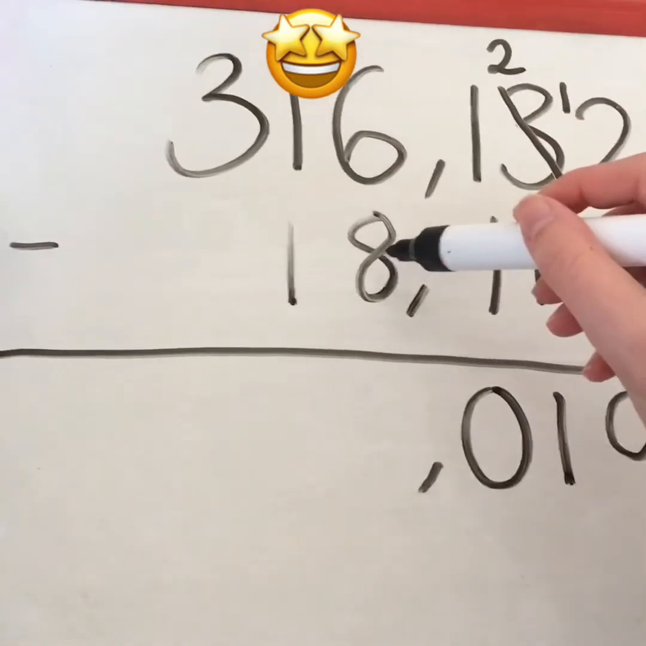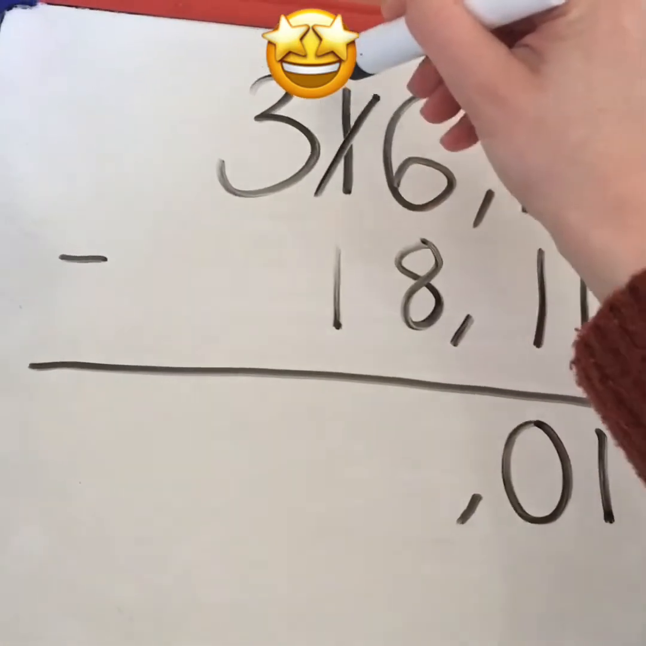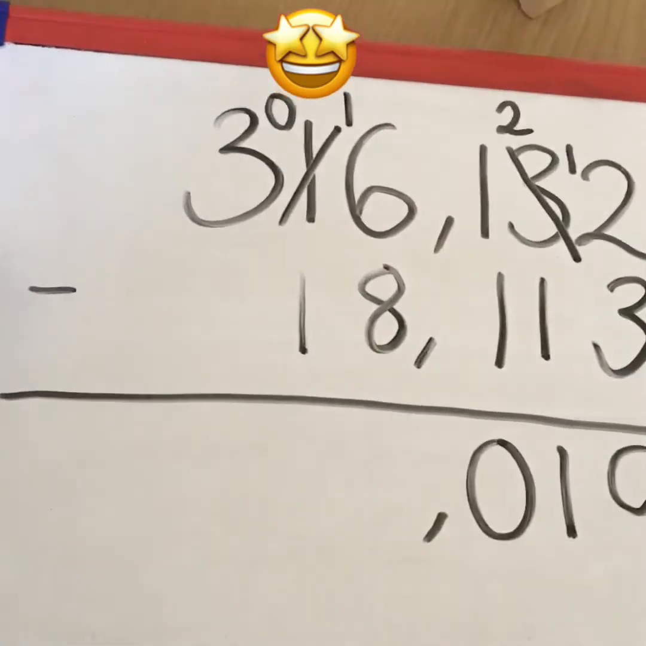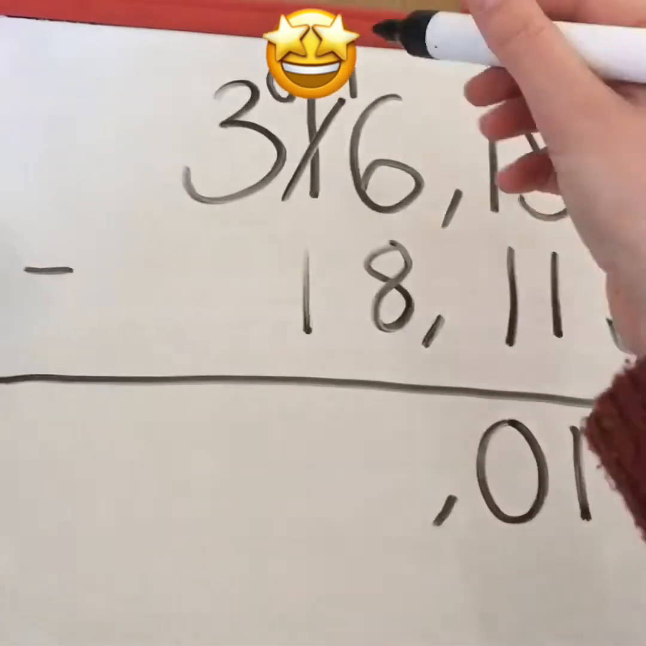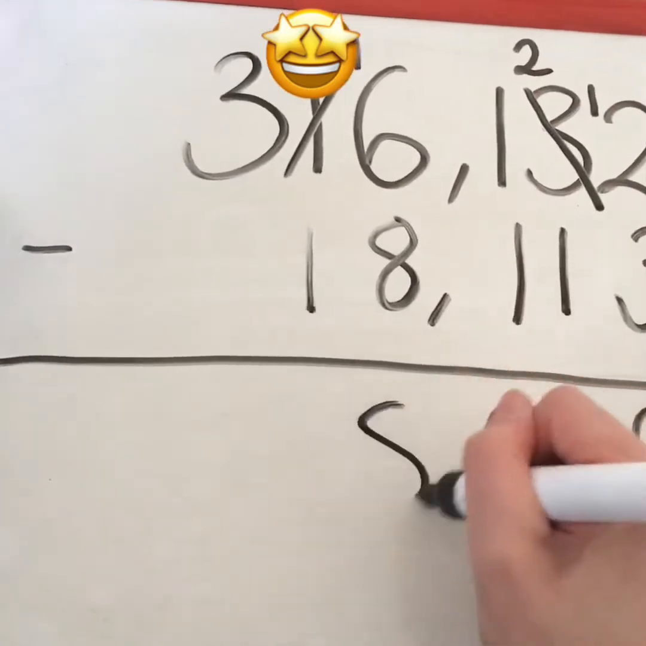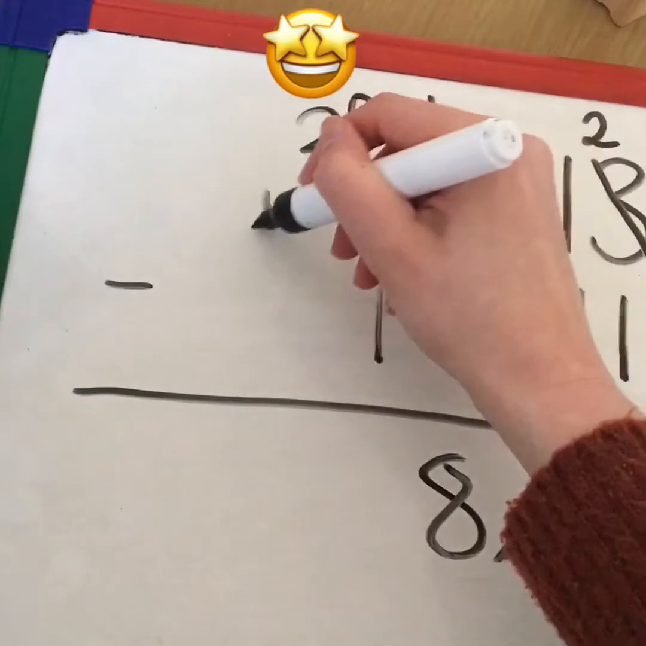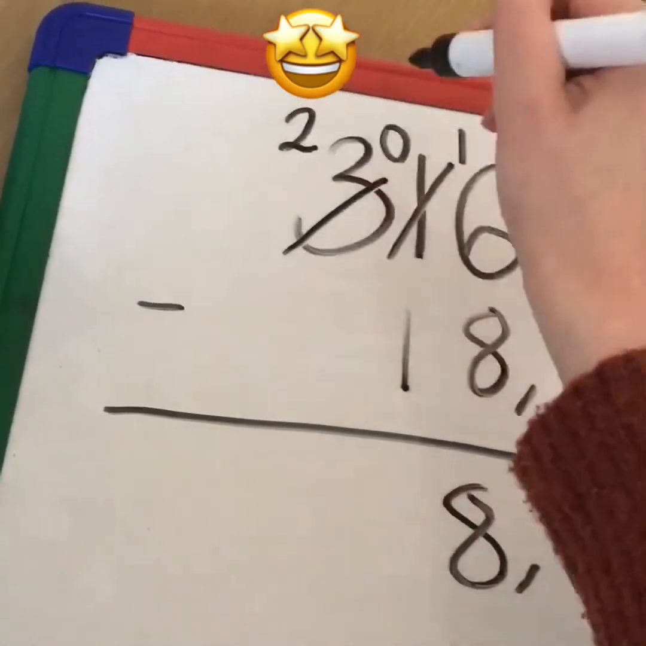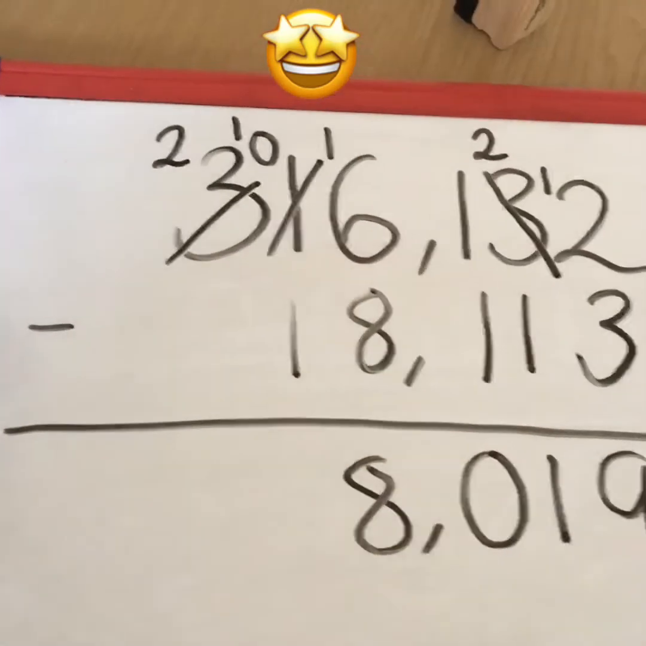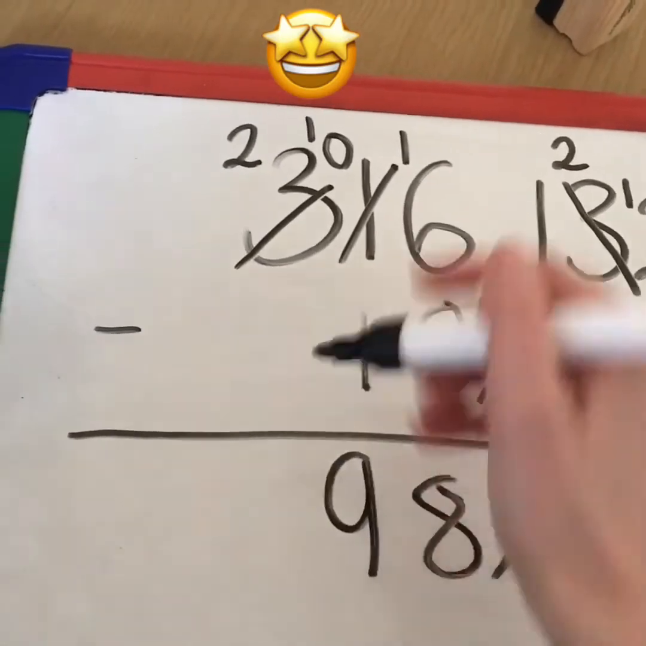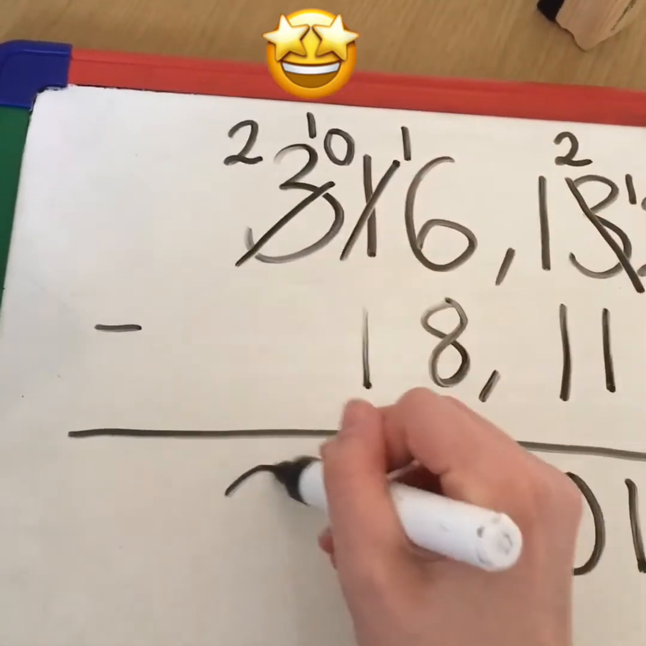6,000 take away 8,000. Again, I can't do that. So I need to go next door. That becomes 0 10,000s. I rename it into 10,000s. 16 thousands take away 8 thousands is 8. 0 10,000s take away 1 10,000. Again, I can't do that, so I go next door. Take one of those 100,000s, turn that into 10 10,000s. So now I've got 10 take away 1, which is 9. 2 take away nothing, which is 2.